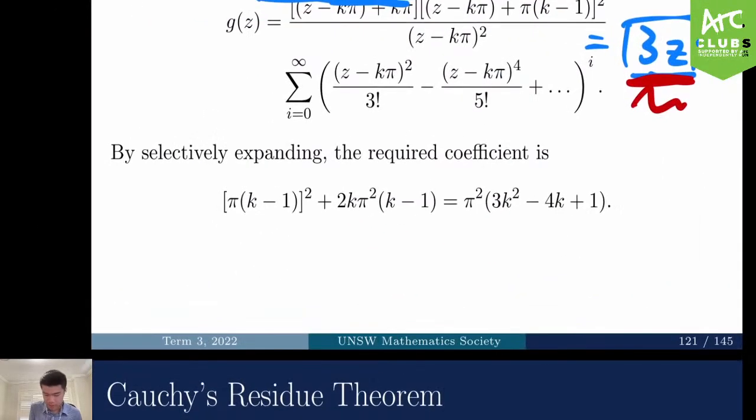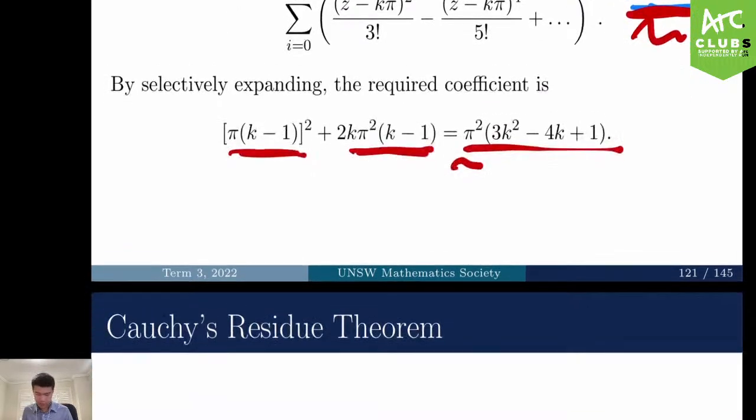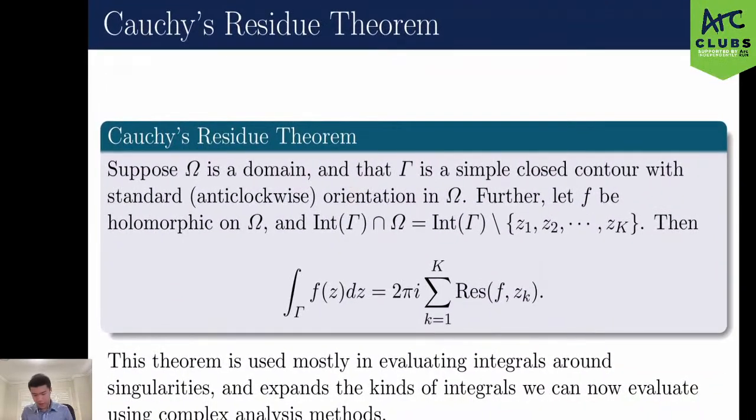So that's what we've got on the next page. You expand it out nicely, and you just get a π squared on the outside, but that's our required coefficient. Okay, perfect.